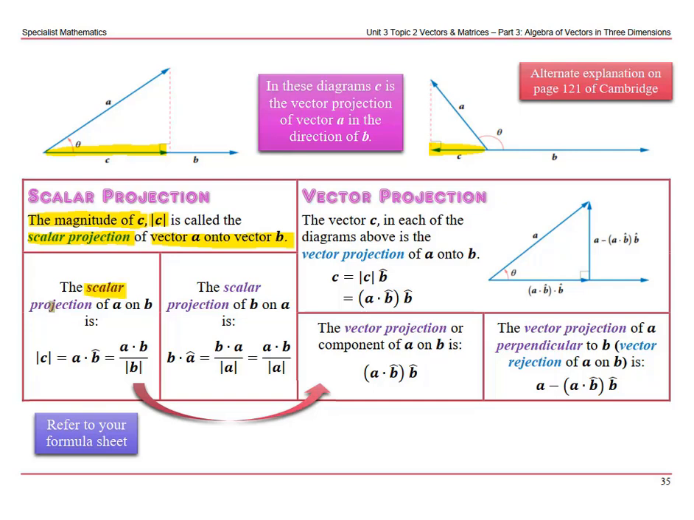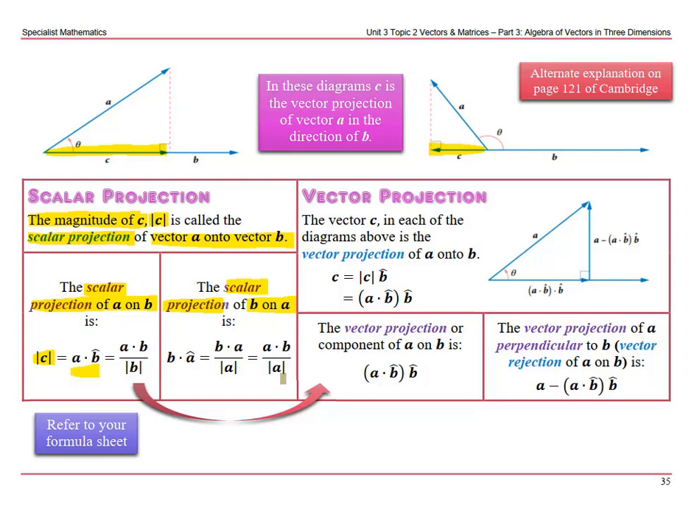So the scalar projection of A on B, or the magnitude of C, the other way to think about it, is the dot product between A and the unit vector B, which can be written as the dot product of A and B over the magnitude of B. The scalar projection of B on A is the dot product of B and the unit vector A, which could be written as the dot product of B and A, which is the same as the dot product between A and B over the magnitude of A.